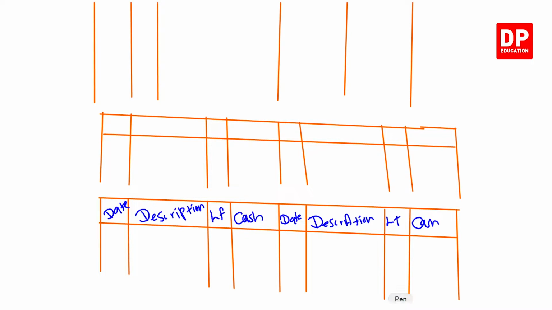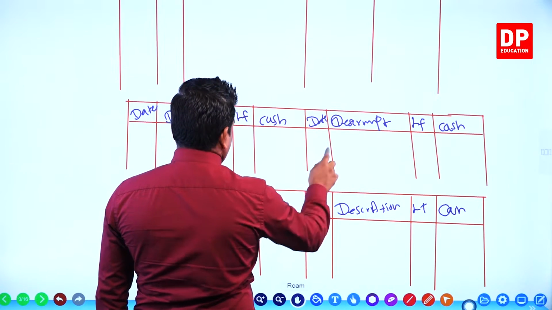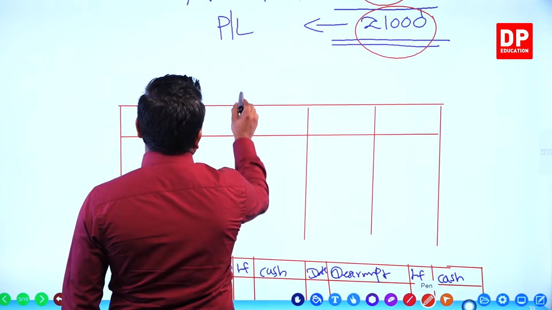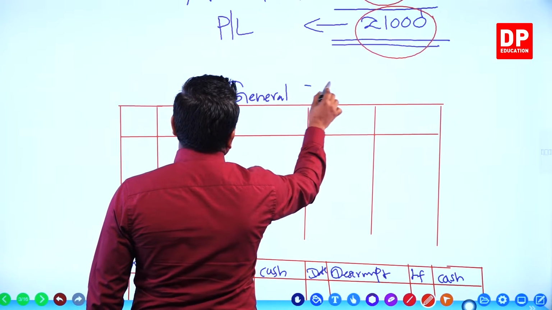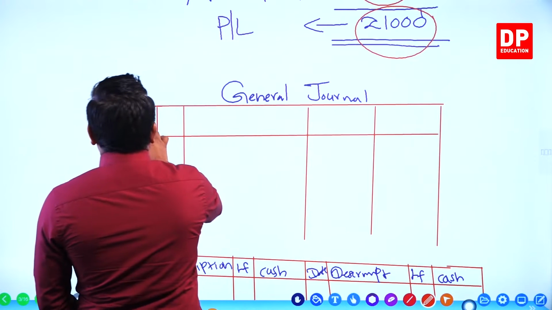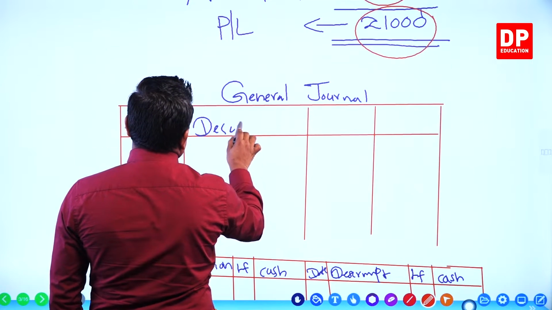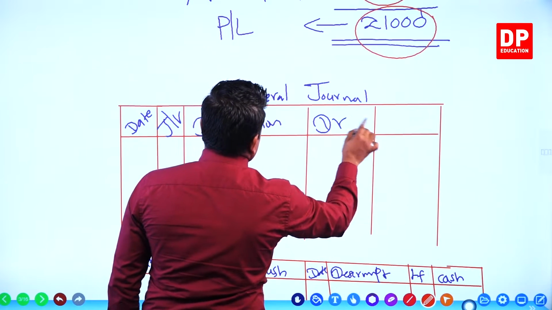What's the name of the account? This is regarding what? Water bill or electricity bill or what's the bill? Date, description, ledger folio, cash. Name the general journal also. General journal. Date, journal voucher, description, debit and credit. Okay.